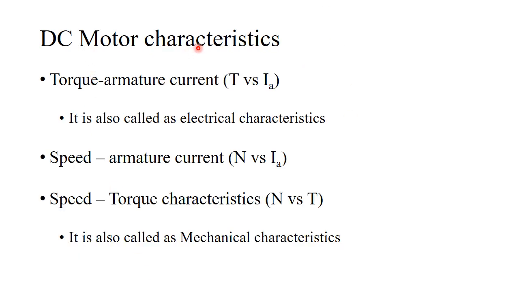Characteristics of DC motor. Here we are going to discuss three types of characteristics. One is the characteristic between torque and the armature current, torque versus armature current, which is also called the electrical characteristic. The second one is between the speed and the armature current. And the third one is between the speed and the torque. This speed and torque gives the mechanical characteristics. Here it is called mechanical because of torque, and here it is called electrical because of the armature current.